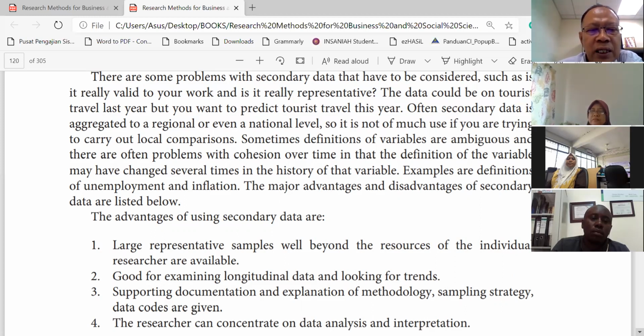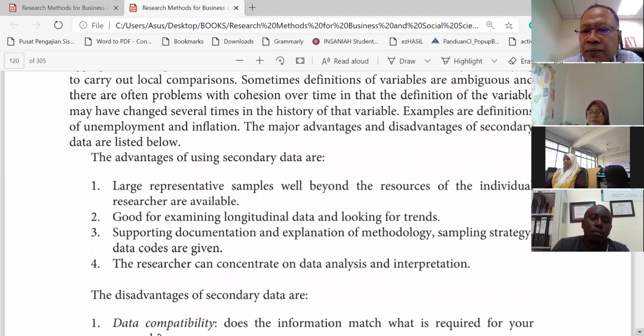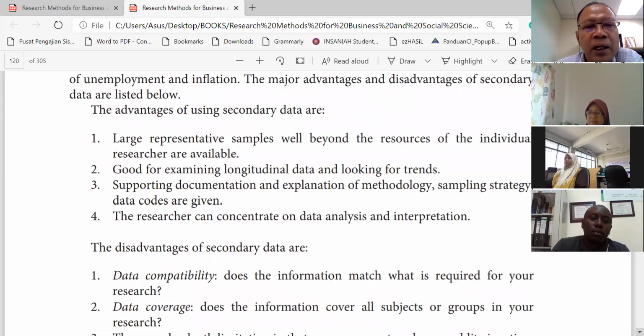However, the advantages of using secondary data are that it involves large representative samples. You can get the data very cheap, okay? And it is good for examining longitudinal data and looking for trends. For example, if you subscribe to IFS, International Financial Statistics, you pay $350, you will get data from the 1920s until now. So that's a lot of data for all countries in the world. Just for example.